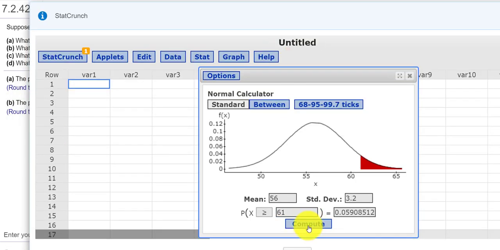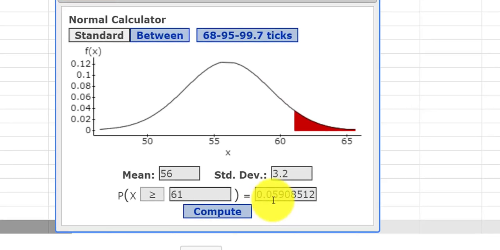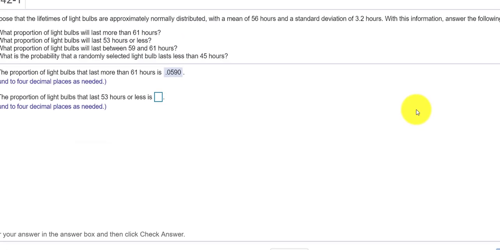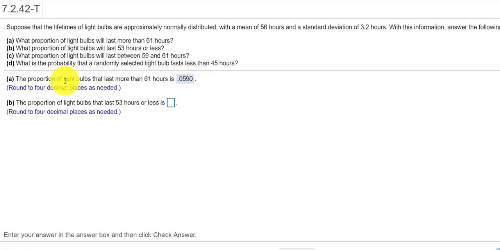So when I press compute, I get 0.590. As a percent, this would be 5.9%, but they're asking for the decimal or the probability or proportion. So I write that in here and it looks good. So that was for more than 61 hours.